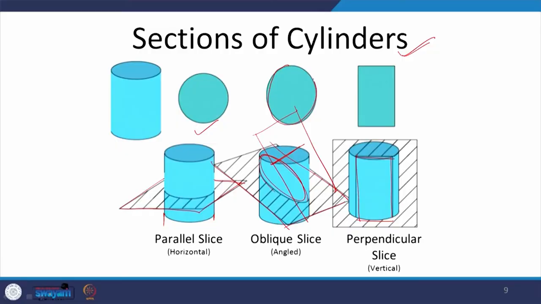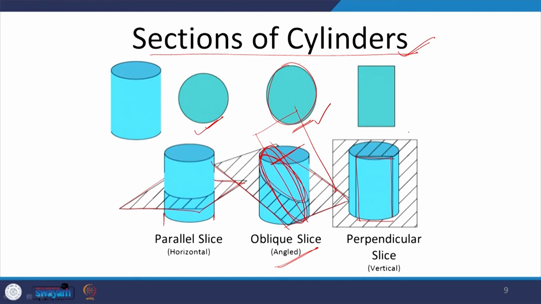So, section of cylinders is fairly simple, but how do we determine the shape of this ellipse? This ellipse could range from close to a circle to an ellipse which is as big as this. How do you determine the shape of the ellipse is the trick when we are drawing the sections of cylinders. And it is fairly simple. Once we start doing it, then you will realize. But you just have to remember that the oblique slice of a cylinder will always be an ellipse.